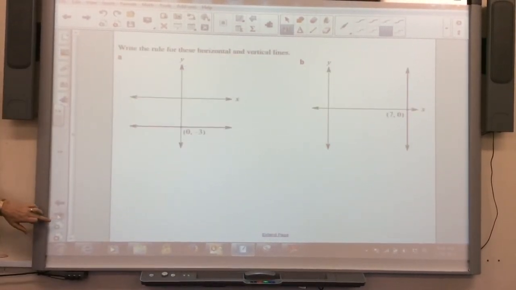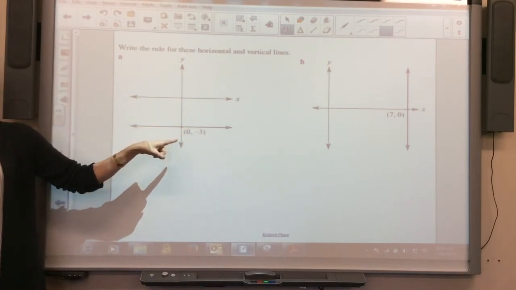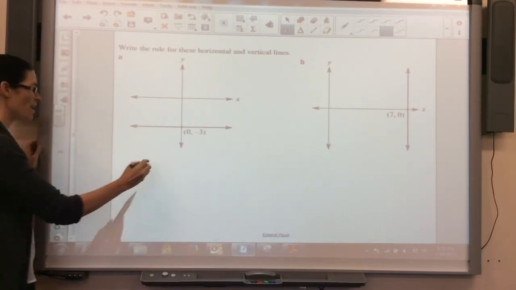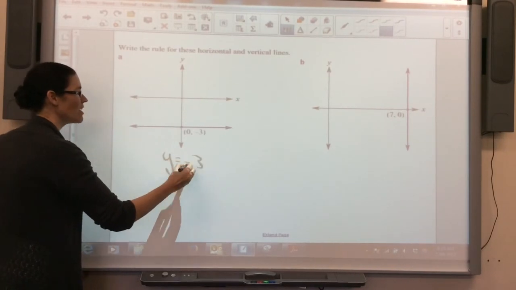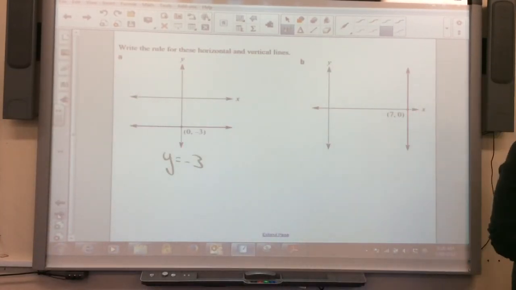Okay. Last 2 questions, last 2 examples. What is the equation of this line? It's going straight across and it's cutting through minus 3. Y equals negative 3. Well done. And what about this one? What's the equation of this one? X equals 7.